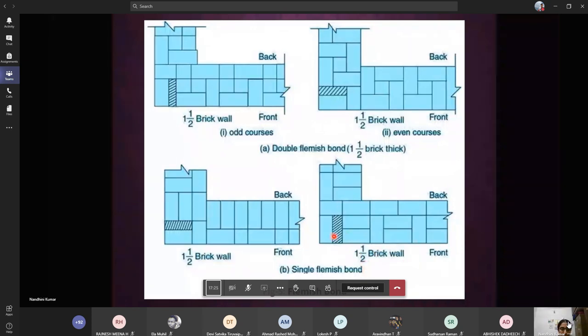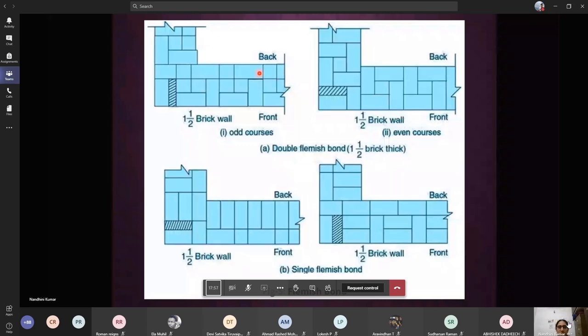Here you have placed in such a manner that your quoins are in this direction. Here your quoins are in this vertical direction. This is the double Flemish bond. Here this is the typical type of the Flemish bond. Finally, if you form everything, it will be in the form of a square. 1 stretcher and you have 1 header, 1 stretcher, 1 header. In between, you'll be having the half brick wall. I mean, half brick you have to place in between to provide connectivity.